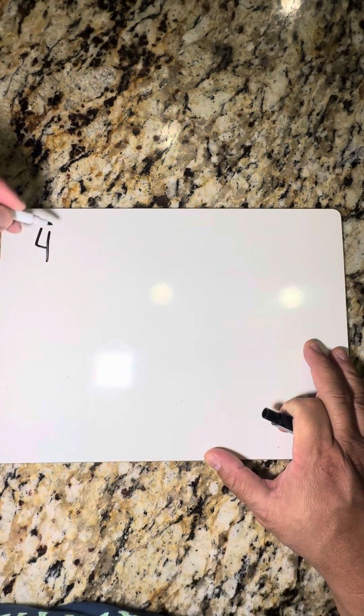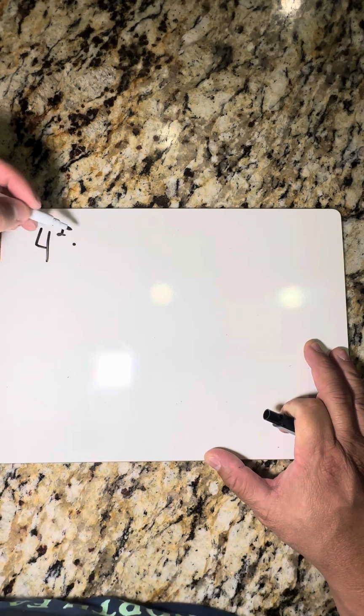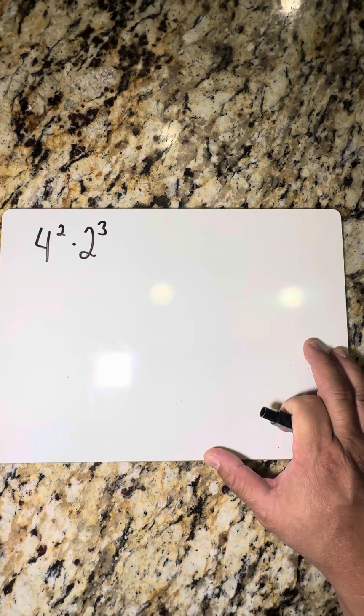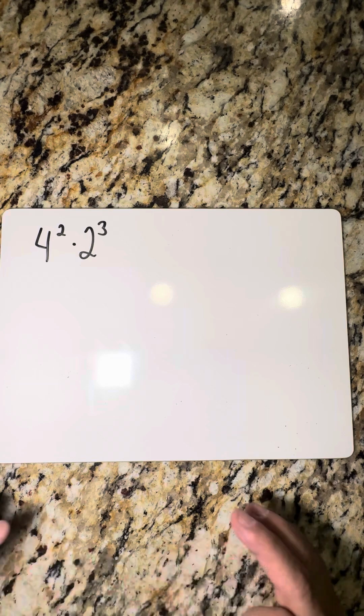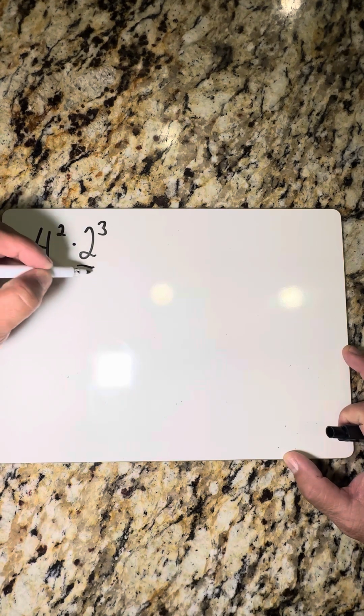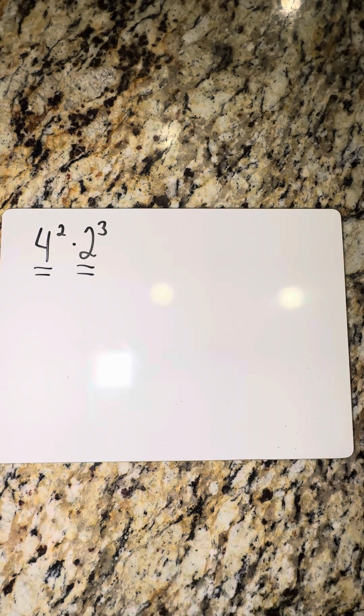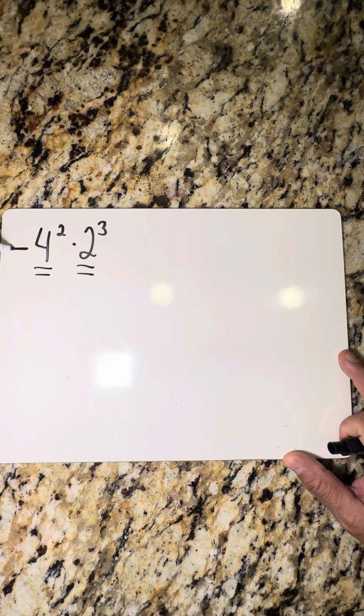So the first one is asking us to multiply 4 to the second power times 2 to the third. What I like to do, and there are so many different ways to take care of this type of problem, is take each exponent term and turn it into its actual value. So we're going to convert them to actual values. What does that mean? Well, let me make sure that we are all aware that 4 is your base number and 2 is your exponent, right?